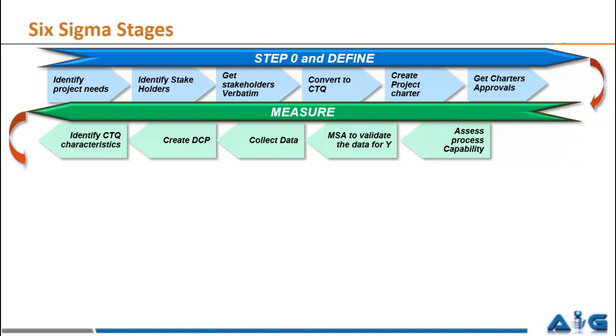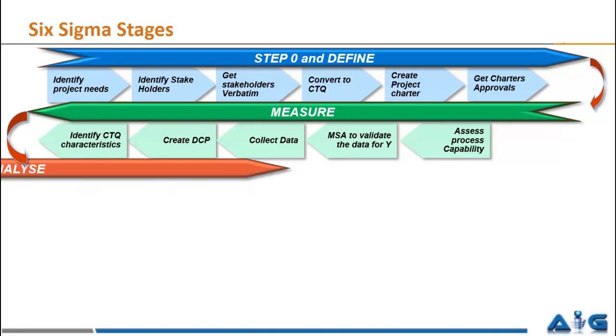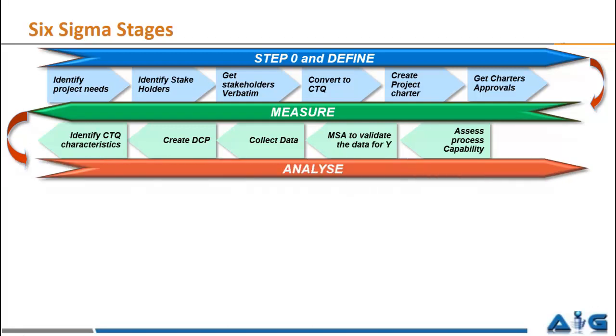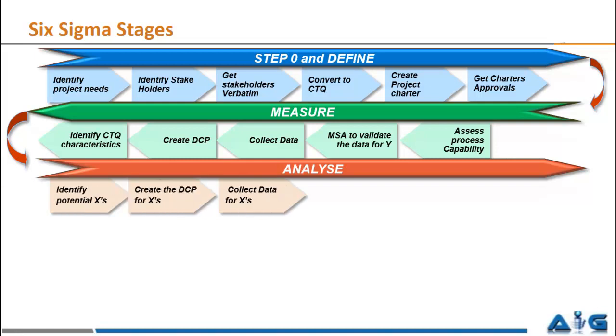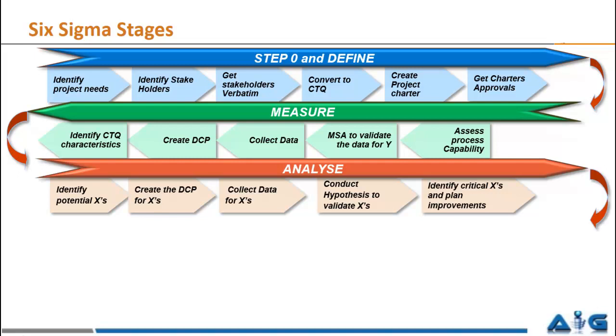Then you move on to the analyze phase of Six Sigma, which starts with identification of the potential factors or X's and creation of a data collection plan for these X's and the subsequent data collection. Then you conduct some statistical tests referred to as hypotheses tests to validate which X's actually impact my project Y. Then you identify the critical X's and plan improvements.